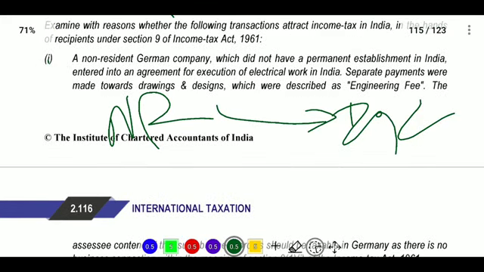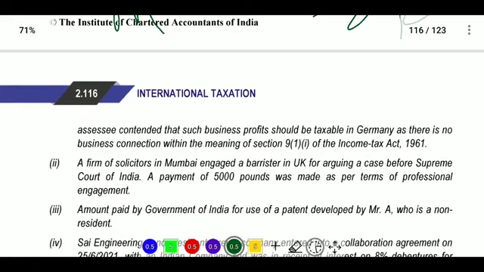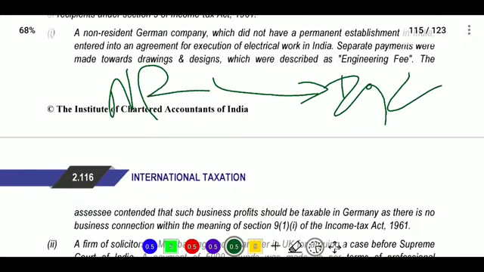Okay, separate payments were made towards drawing and design, which are described as engineering fee. Engineering fee means that it is a technical professional fee. Whatever amount they are paying, a technical amount is being paid. It is paid to a company outside India which does not have a permanent establishment in India. So the business profit should be taxable in Germany and there is no business connection with India. So it is not taxable here and it will be taxable in Germany.